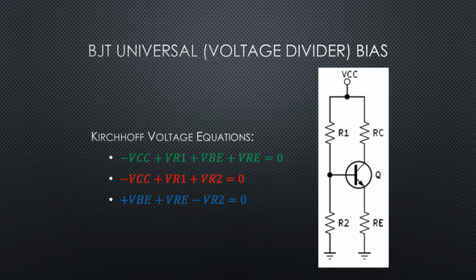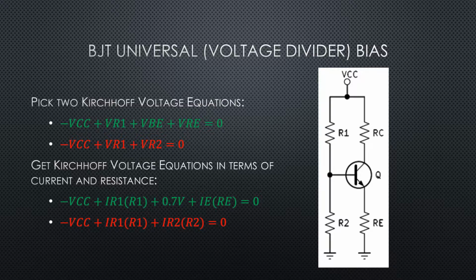The second loop, the red one, is through VCC, through R1 and R2. That completes a loop. And the third one is a loop that does not go through VCC. It's actually that closed loop in the bottom. So we're going to go through VBE plus VRE minus VR2, and we're back to where we started. So Kirchhoff's voltage law says that that should all be equal to 0. So we've got three voltage loop equations that we just wrote using this configuration.